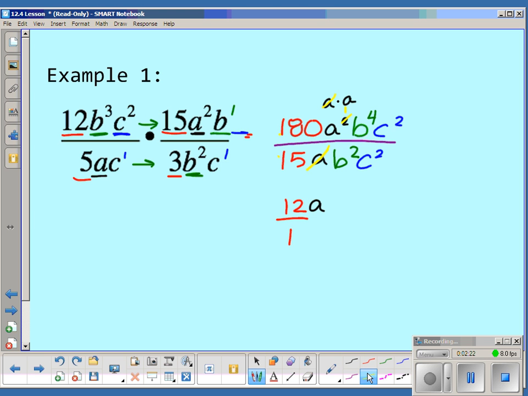All right, and then my b squared and b to the fourth is going to cancel to become just a b squared on top, because if I have 4 on top, remember I subtract my exponents. 4 minus 2 leaves me with 2. So I'm going to put the b squared on top. And then the last one, the c squareds just cancel, so I'm left with nothing. So my final answer is 12ab squared. If you wanted to, you could write over 1. What that really means is there was just nothing left on the bottom.